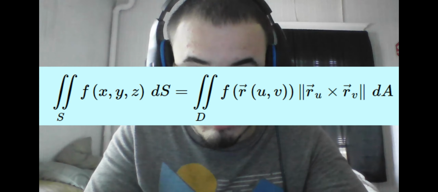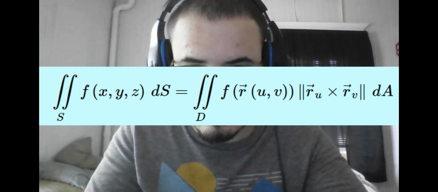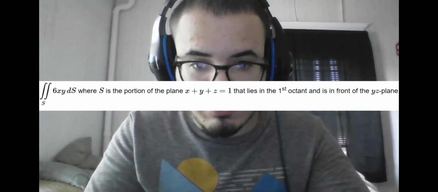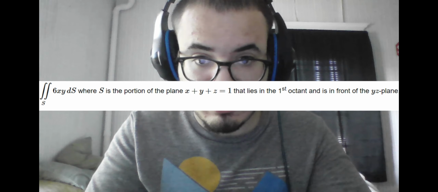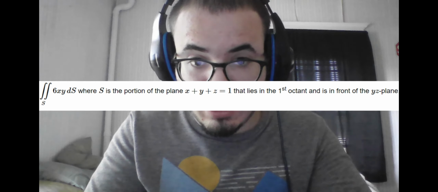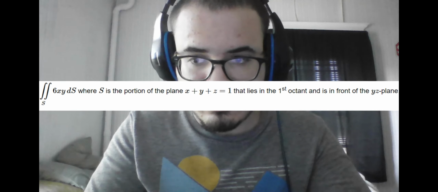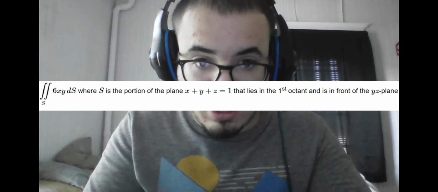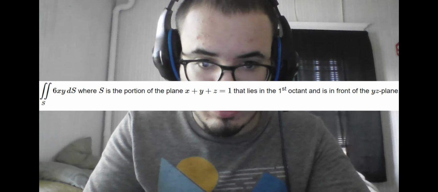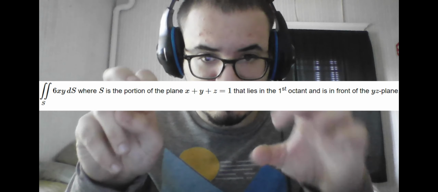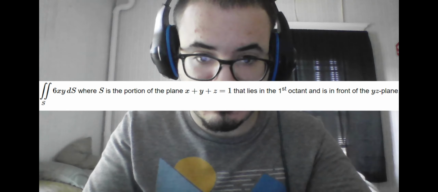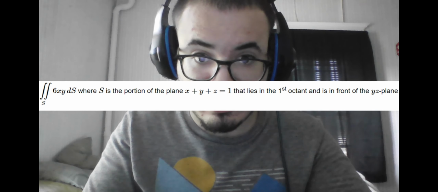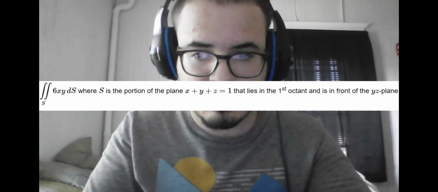So if we're given a specific problem such as: evaluate the surface integral of 6 times x times y, where S is the portion of x plus y plus z equals 1 in front of the yz plane, and that lies in the system where x, y, and z are all positive, called the first octant. We would first express x as an equation in terms of y and z because we are given it is in front of the yz plane.